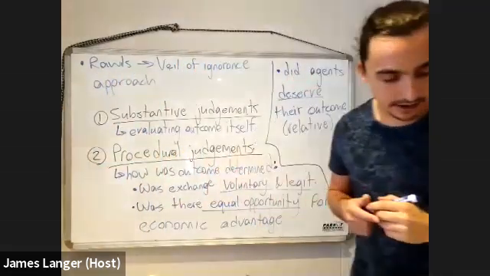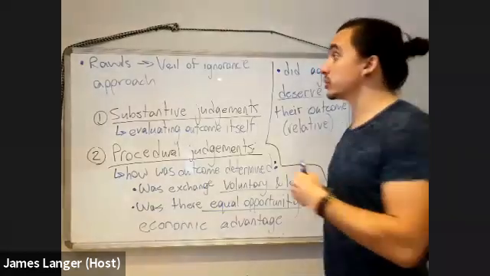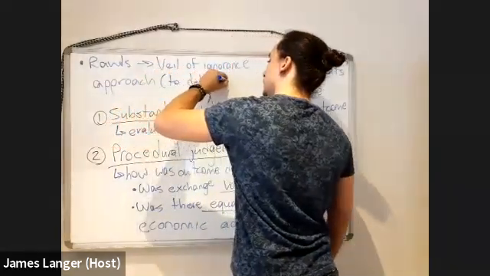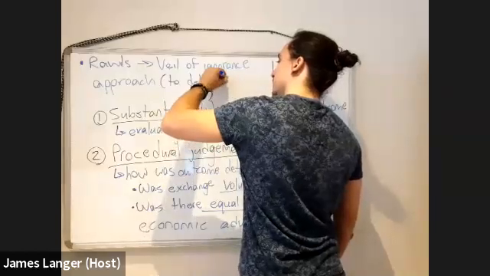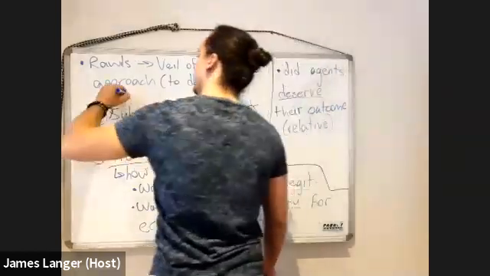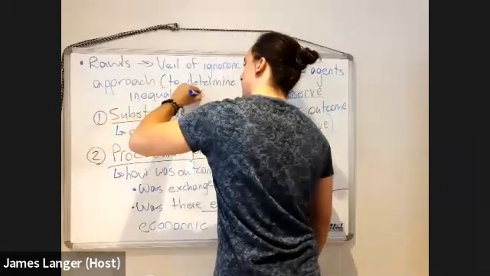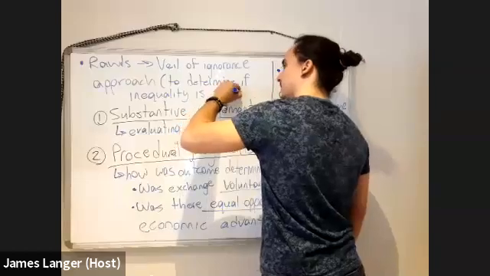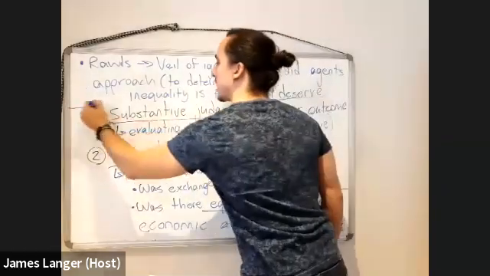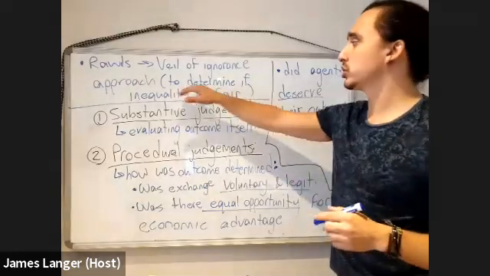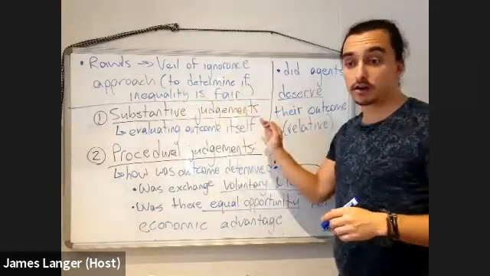And the idea here is, what we're doing is determining if inequality is fair, right? So Rawls had this idea of the veil of ignorance, and it's an approach to determine if inequality is fair, all right?